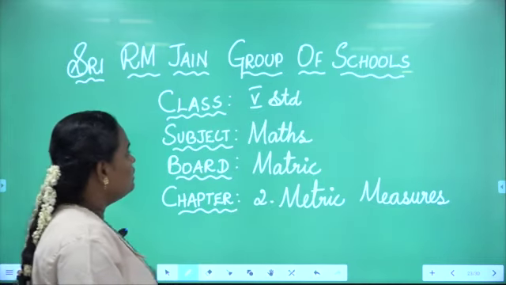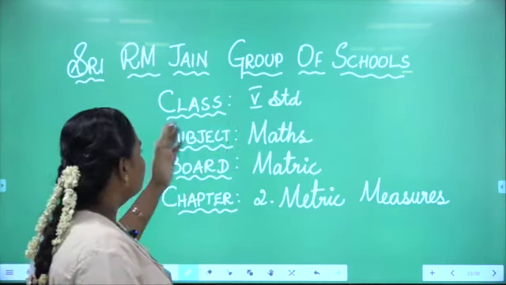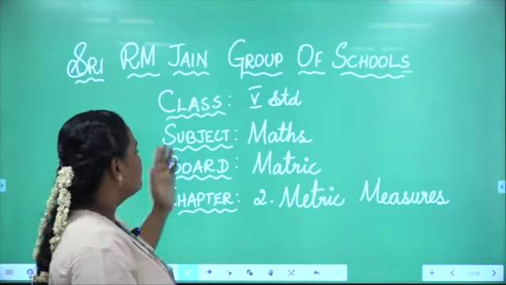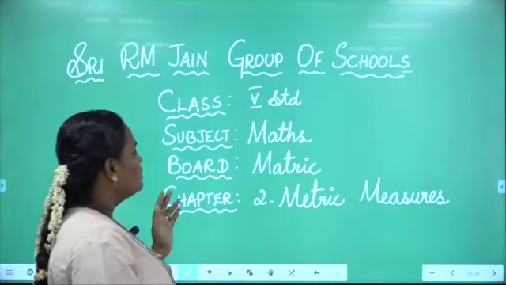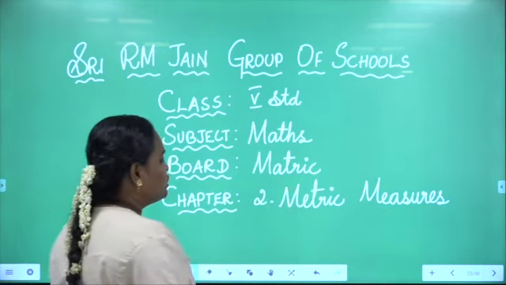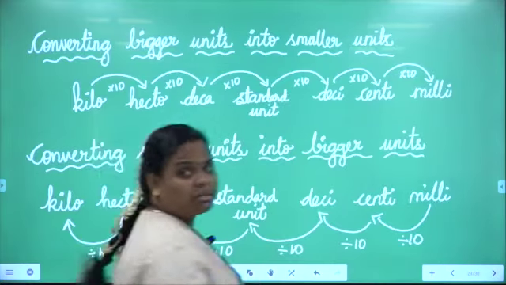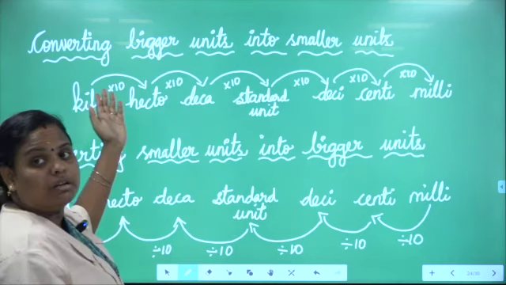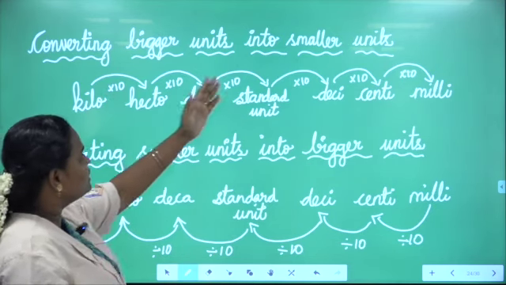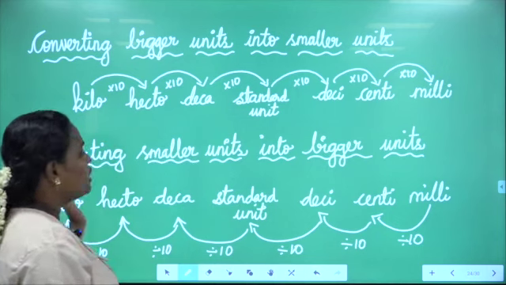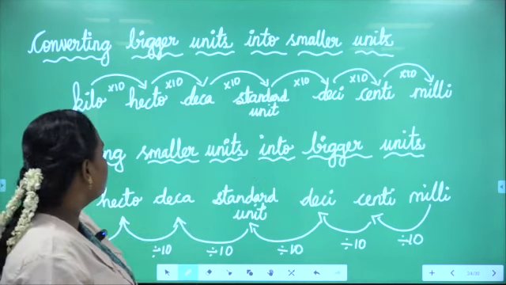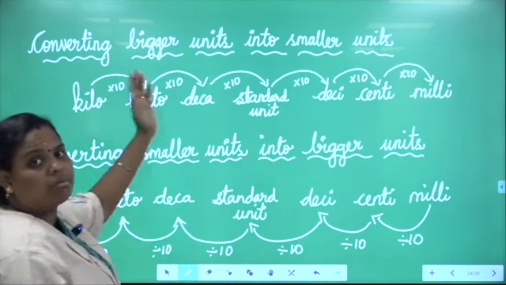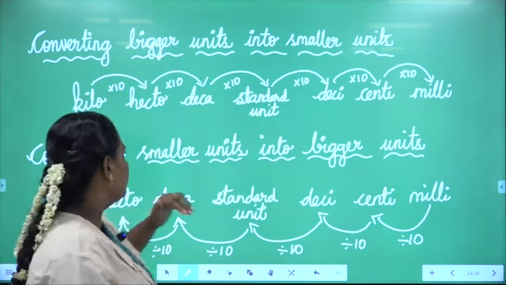Today we are going to see class 5th standard subject maths, chapter 2 metric measures. So in metric measures we are going to see today converting bigger units into smaller units and converting smaller units into bigger units. So how will you convert bigger unit into smaller unit, children?